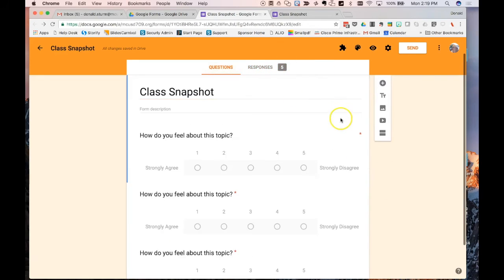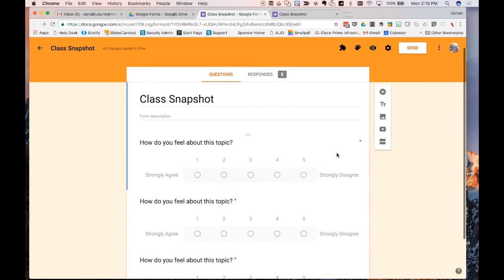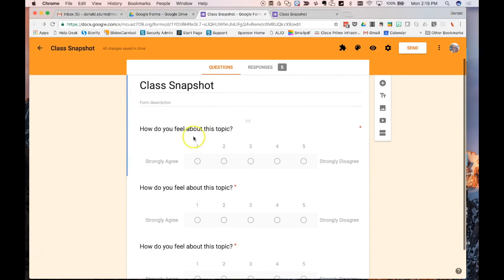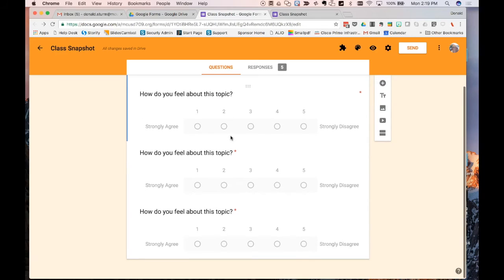Now, in this case, I think this can be used truly as a formative assessment. This class snapshot could be, how do you feel about using commas? How do you feel about this particular equation? It could just be anything that's content related. How do you feel about understanding the causes of World War I, World War II, the Civil War, whatever it might be?